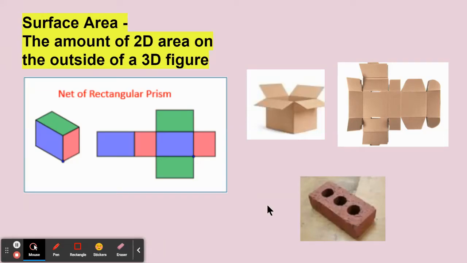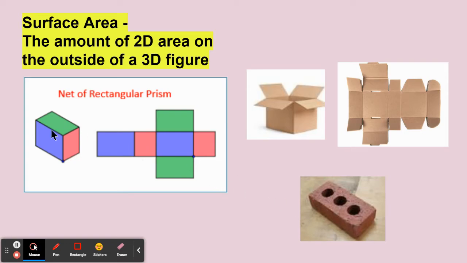Hello and welcome to surface area of a rectangular prism. So surface area is the amount of area around the outside of a three-dimensional shape. So if you were to take a three-dimensional shape like this rectangular prism or this cardboard box or any other rectangular prism, and you were to calculate the amount of area along each face, that would be surface area.